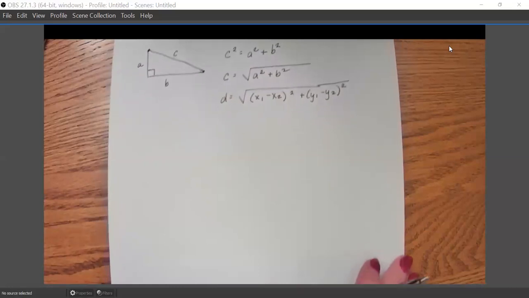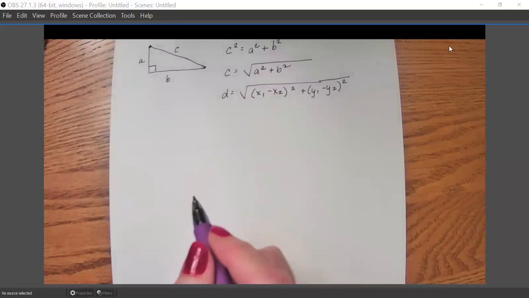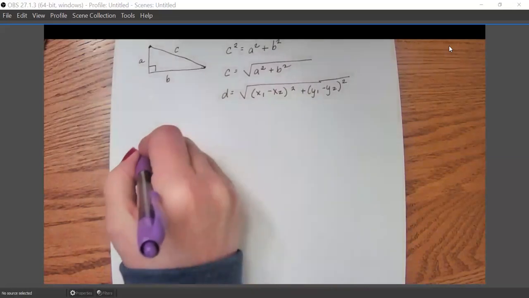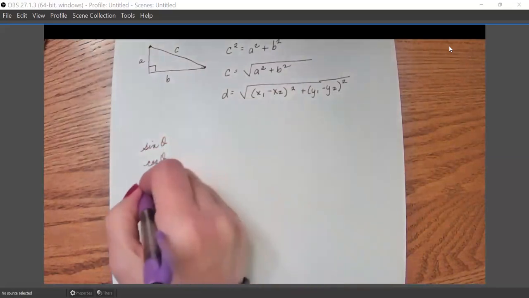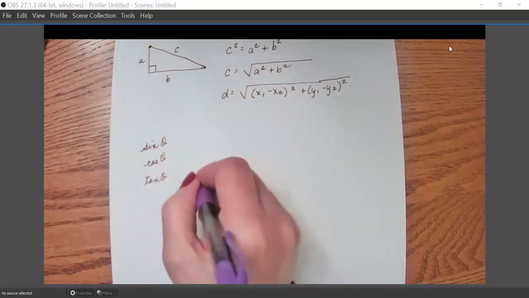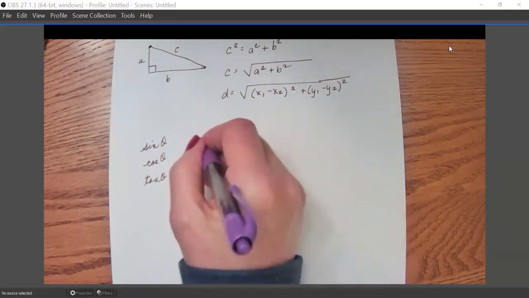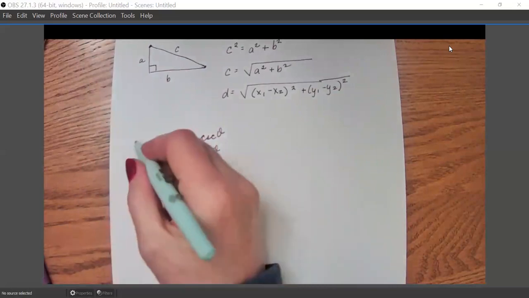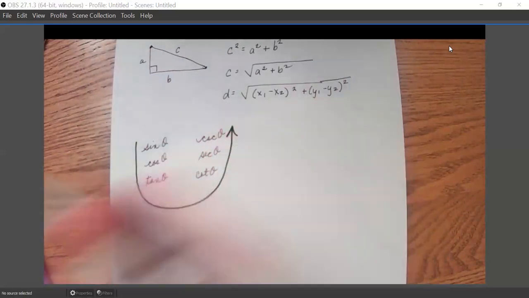So there are 6 trig functions, and when you write them, I want you to get used to writing them this way. The 6 trig functions are always functions of an angle. So sine of theta, cosine of theta, tangent of theta, cotangent of theta, secant of theta, and cosecant of theta. I always want you to write this in this order: sine, cosine, tan, cotan, secant, cosecant.